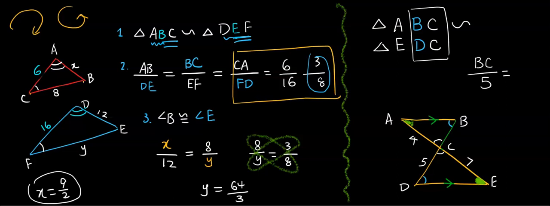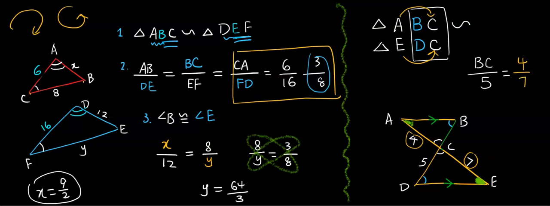Okay, and then we're going to use the other one. How about AB? Can we use AB and ED? No, we don't have given values here. But we can try AC and EC. AC says 4, right here. EC says 7, right here. Okay, that is our scale factor.